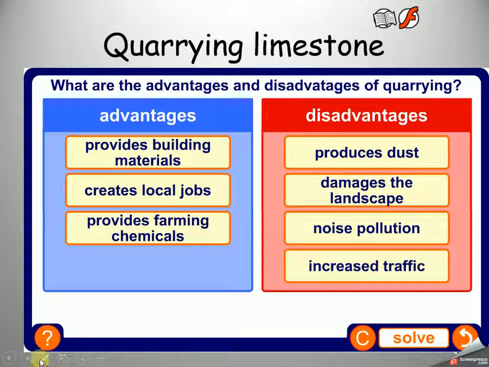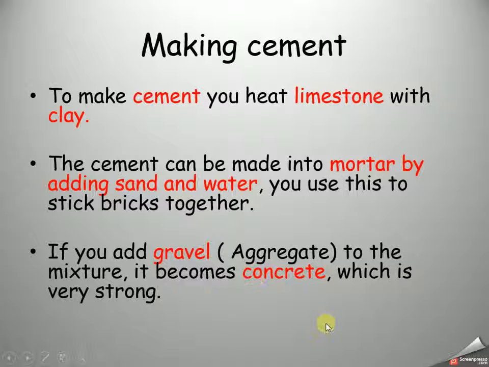Right, making cement. I know you guys don't remember this, so let's just go through this very, very quickly. How do you make cement? Cement is made by getting limestone, that rock that we just quarried, and heating it with clay. That cement can be made into mortar. Mortar is the stuff that you stick the bricks together in a wall with, so it's very soft. You mix the cement with some sand and some water. You've seen those little mixer things that are always near construction sites. They're making mortar so they can stick the bricks together.